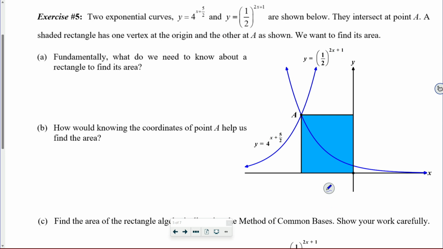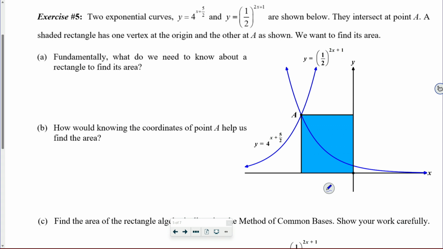Two exponential curves, y equals 4 to the x plus 5 halves, and y equals 1/2 raised to the 2x plus 1, are shown below. They intersect at point A. A shaded rectangle has one vertex at the origin and the other at A as shown. We want to find its area.